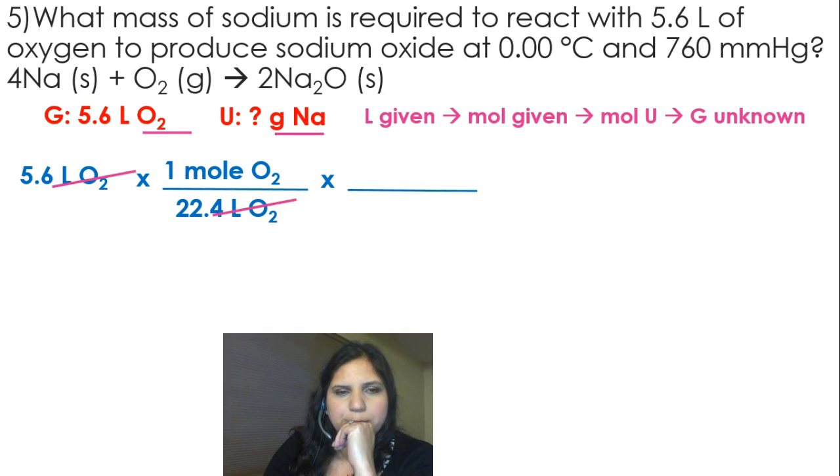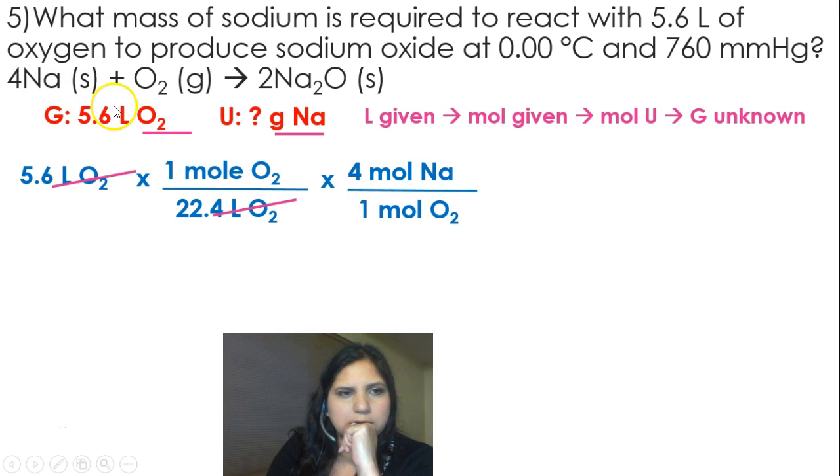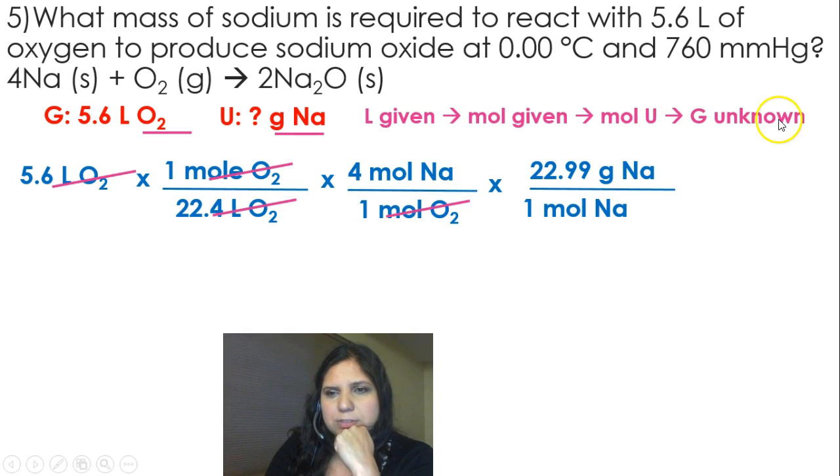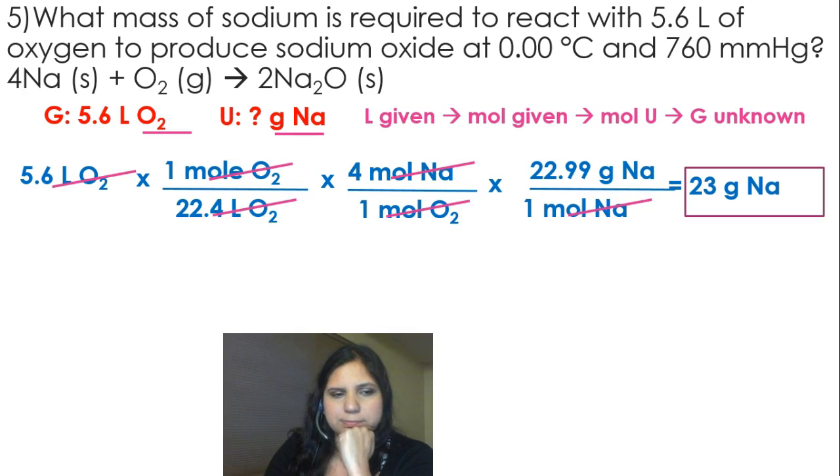Then we have our mole ratio step, because I'm changing from one substance to another, from oxygen to sodium. So 1 mole of oxygen, 4 moles of sodium. Those are just the coefficients from the balanced equation, right there and right there. All right, moles cancel, and my last step is to use the molar mass of sodium, because I'm going from moles of unknown to grams of unknown. And so moles cancel, and I am left with 23 grams of sodium as my final answer.